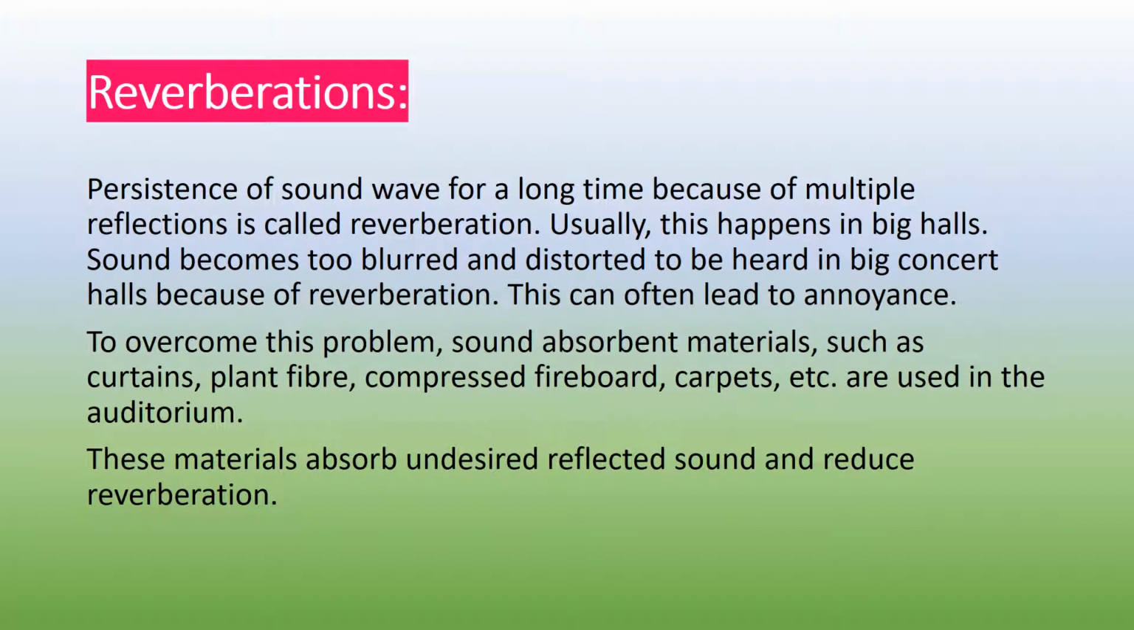Reverberations. Persistence of sound wave for a long time because of multiple reflections is called reverberation. Usually, this happens in big halls. Sound becomes too blurred and distorted to be heard in big concert halls because of reverberation. This can often lead to annoyance. To overcome this problem, sound-absorbent materials, such as curtains, plant fiber, compressed fireboard, carpets, etc. are used in the auditorium. These materials absorb undesired reflected sound and reduce reverberation.